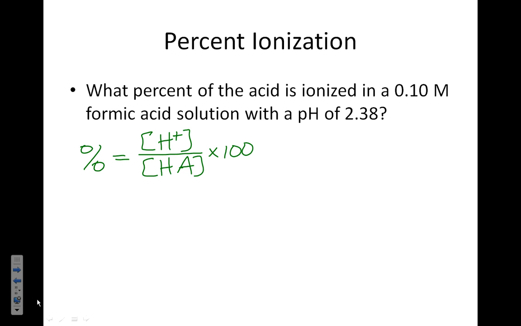Do we need to know what formic acid is? Not in the slightest. Do we need to know that it is a weak acid? Yes, we do. Well, we do know it's a weak acid because we know it's not one of our strong acids. So we know that it is incompletely dissociating. So in order to find its percent ionization, we need the H plus concentration and we need the HA concentration. And we have two numbers given to us in the problem. 0.1 molar formic acid solution, pH of 2.38.